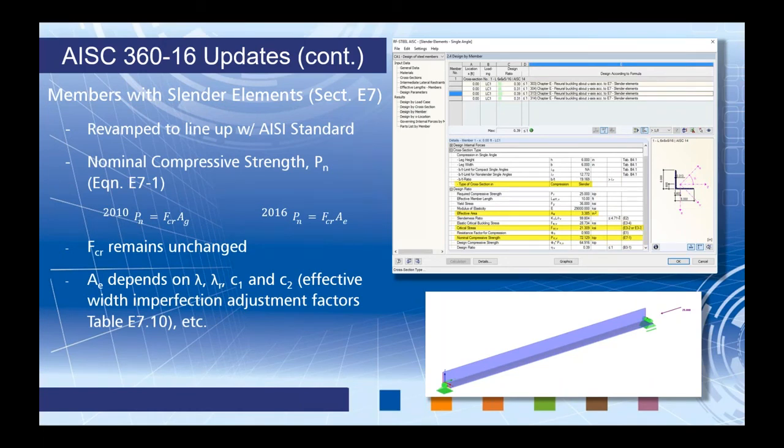For example, members with slender elements in section E7. This was completely revamped to line up more along the lines with the AISI standard, which is for cold form steel. For example, the nominal compressive strength, P sub n, which comes from equation E7-1, we can see over here on the left side for the 2010 version, it's just our critical stress times our gross area. Well, now for the 2016 version, it is the critical stress times the effective area.